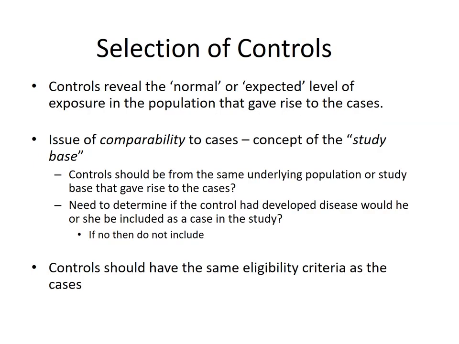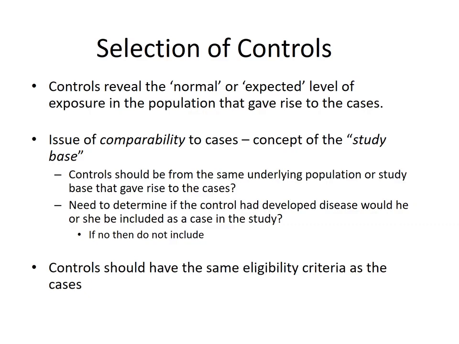Let's move now to a difficult task, which is choosing controls. Selection of controls is more difficult than selection of cases. Controls in general should have a normal or expected level of exposure in the population that gives rise to the cases. So there are some issues in comparability to cases. A term for this is the study base.